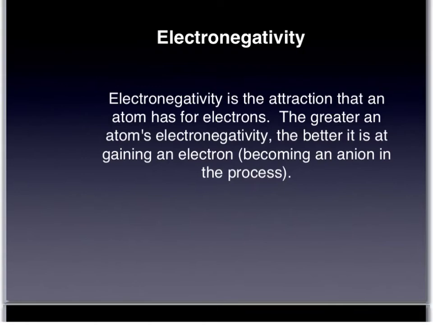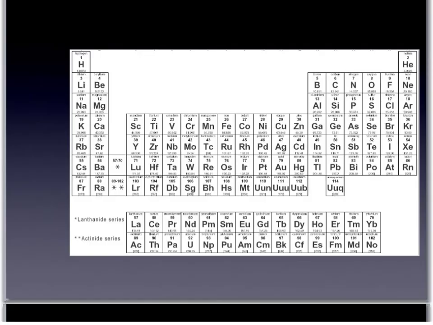The second and the last periodic trend we'll talk about in this video is something called electronegativity. So what is that? It's the attraction an atom has for electrons, how badly an atom wants to gain electrons. So the greater the electronegativity an atom has, the better it is at gaining an electron. And when it does that, it gains a negative charge and becomes an anion in the process. Okay, so let's have a little chat here about electronegativity.